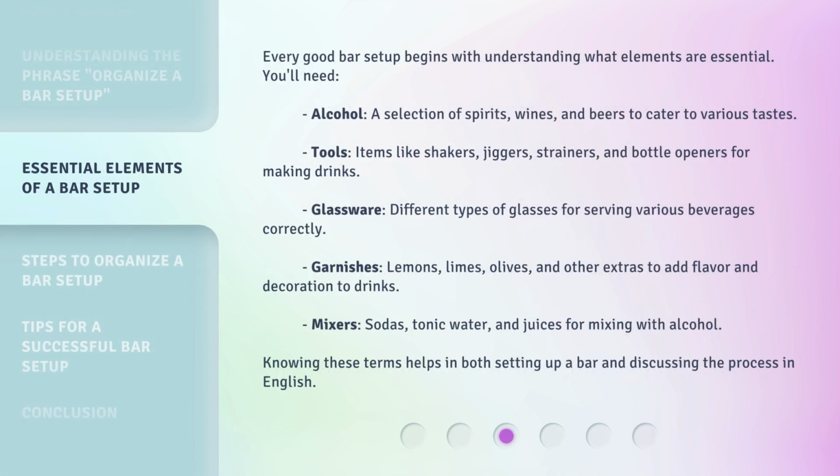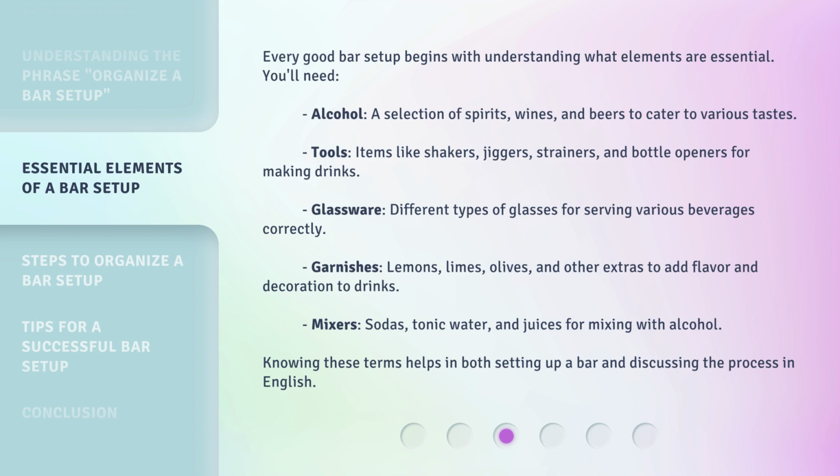Every good bar setup begins with understanding what elements are essential. You'll need alcohol, a selection of spirits, wines, and beers to cater to various tastes. Tools, items like shakers, jiggers, strainers, and bottle openers for making drinks. Glassware, different types of glasses for serving various beverages correctly.